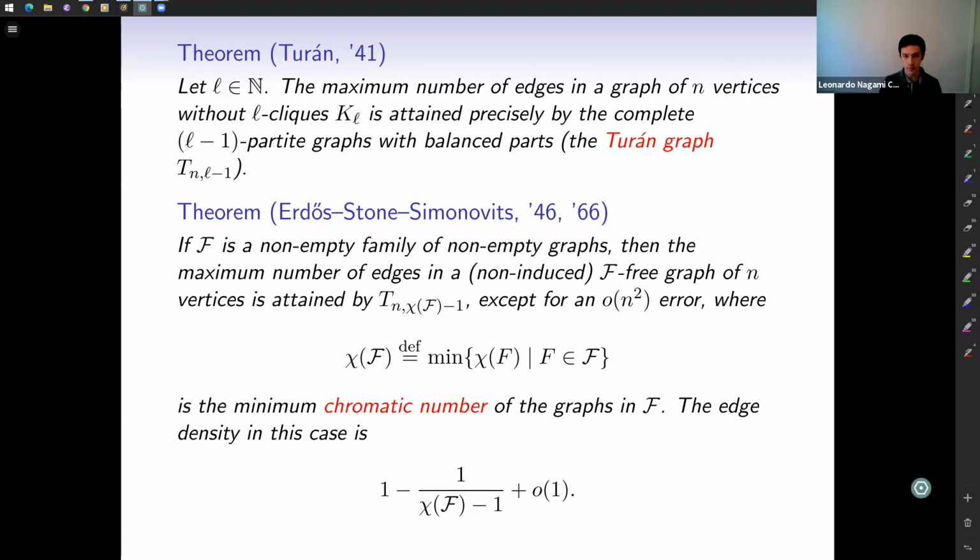What is their chromatic number? Anything else about them you can forget. As long as you forbid this coloring, then you are fine. Exactly. Wow, that's really strong. And yes, what's edge density in this case?